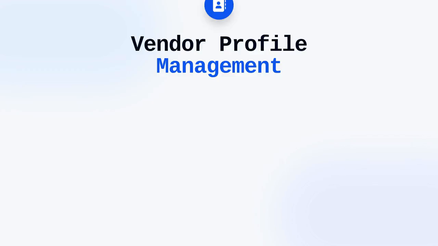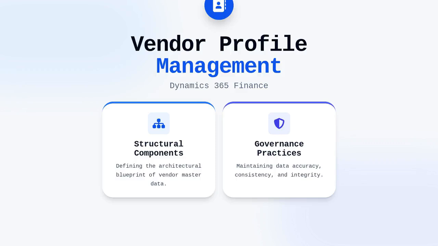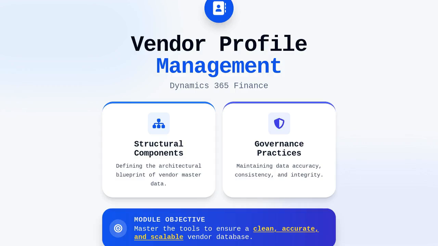Welcome to this module on vendor profile management within Dynamics 365 Finance. We will examine the core structural components and governance practices required to maintain accurate vendor master data.